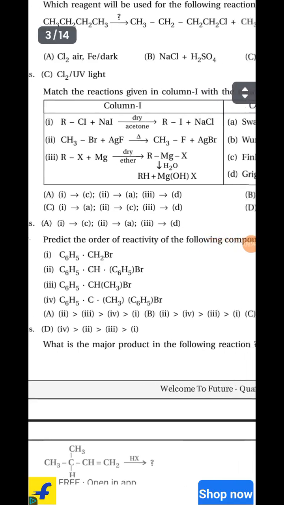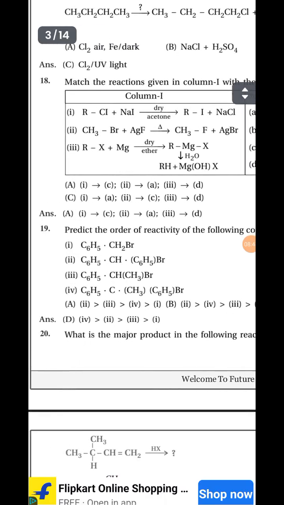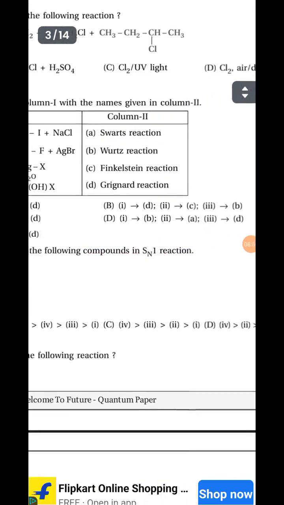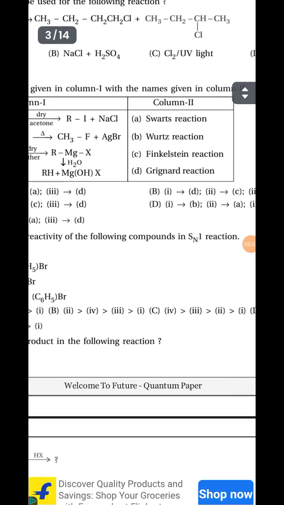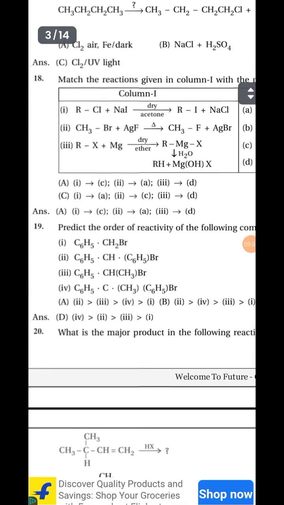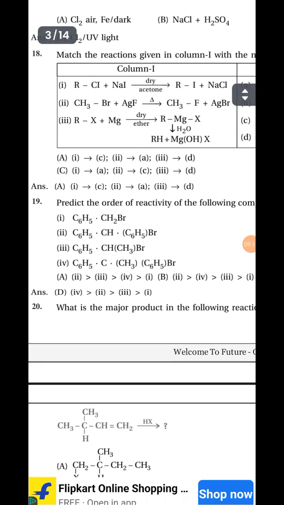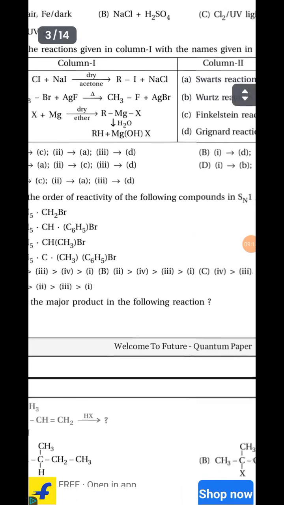So like this, predict the order of reactivity of the following compounds in SN1 reaction. Already I informed you this while explaining that when it is SN1, the order of reactivity will go with tertiary, secondary and primary, and when it is SN2, then primary, secondary and tertiary. Okay, in this manner you can remember the concepts by small tricks also. What is the major product in the following reaction?